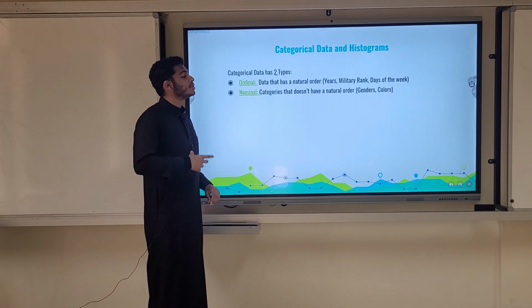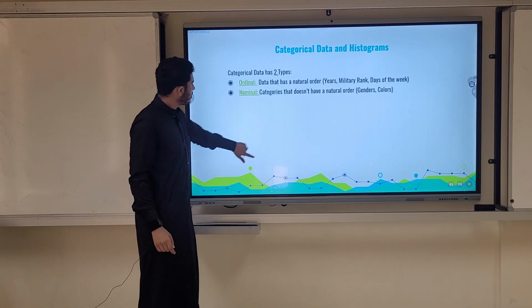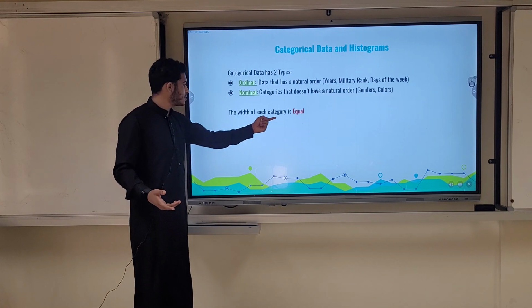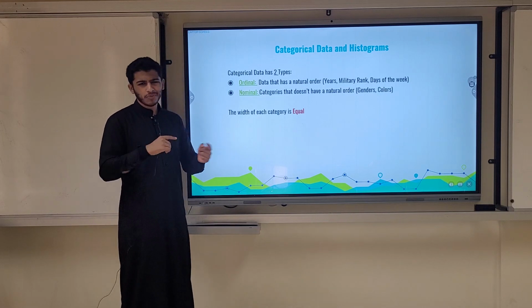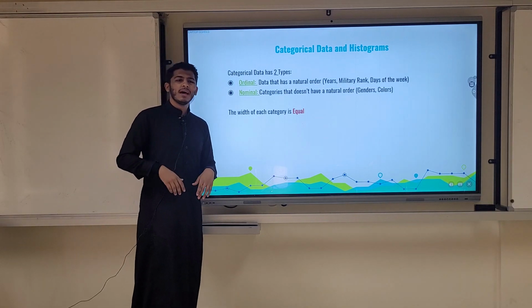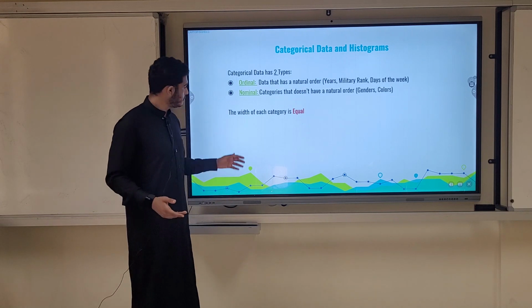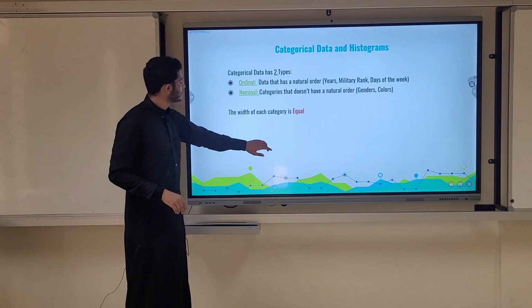Also, bear in mind, if you want to construct a histogram for categorical data, each category or each column has to have an equal width. So you don't need to do the range and all of the things we did for the numeric data that we have done already in constructing a histogram. You just get the frequencies and you plot it right away.